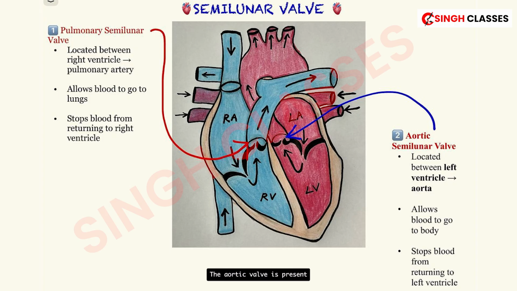The aortic valve is present between the left ventricle and the aorta. It allows oxygenated blood to flow from the left ventricle into the aorta, which distributes it to the entire body. It prevents the backflow of blood into the left ventricle. Thus, both semilunar valves ensure one-way flow of blood from the heart into the arteries.